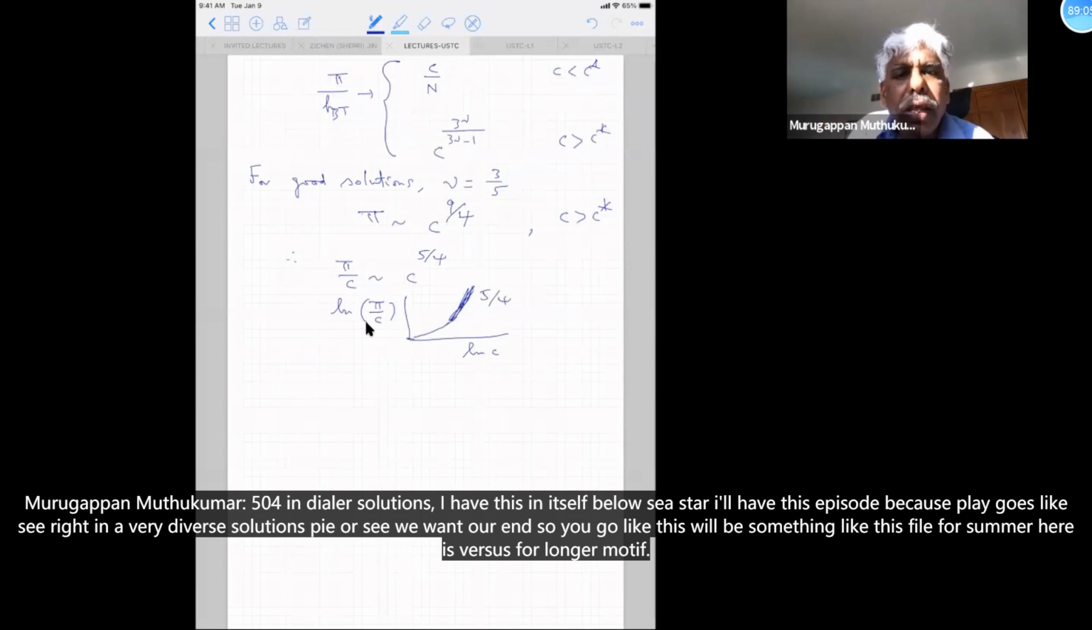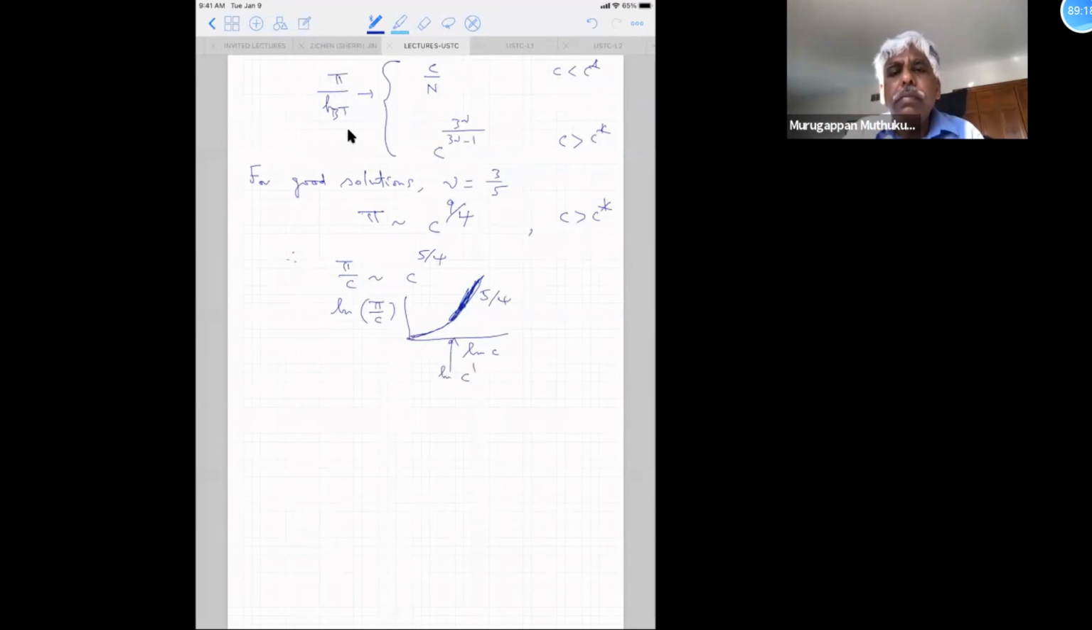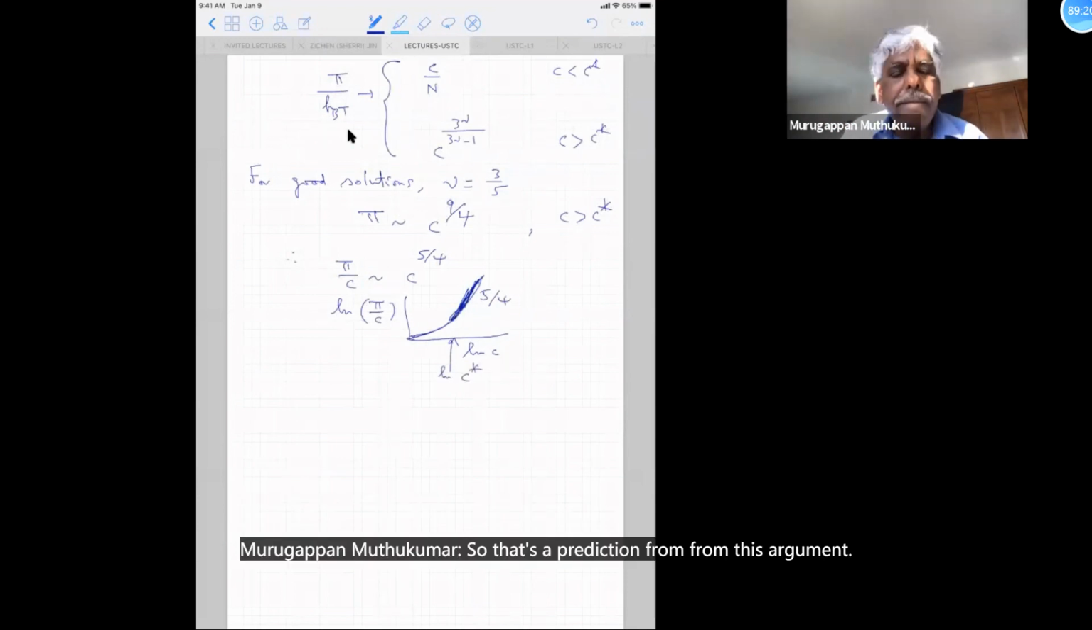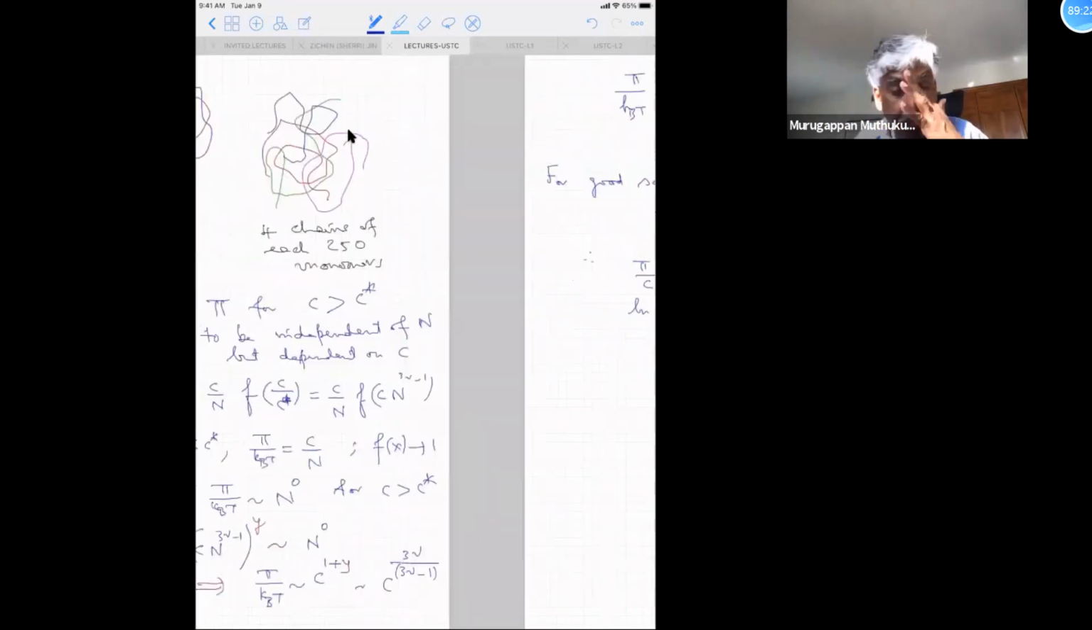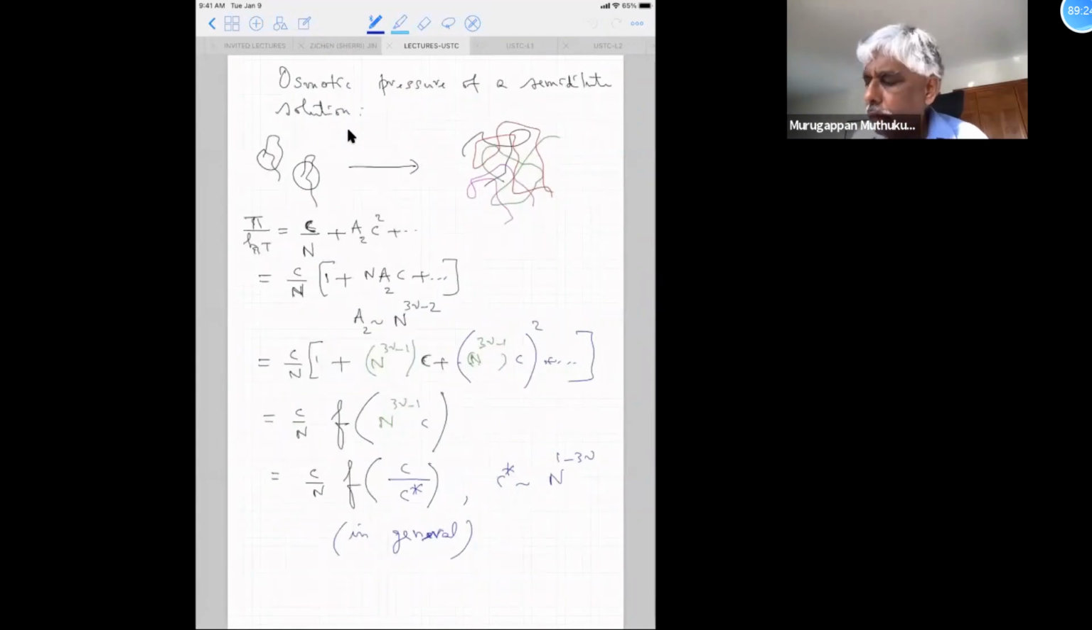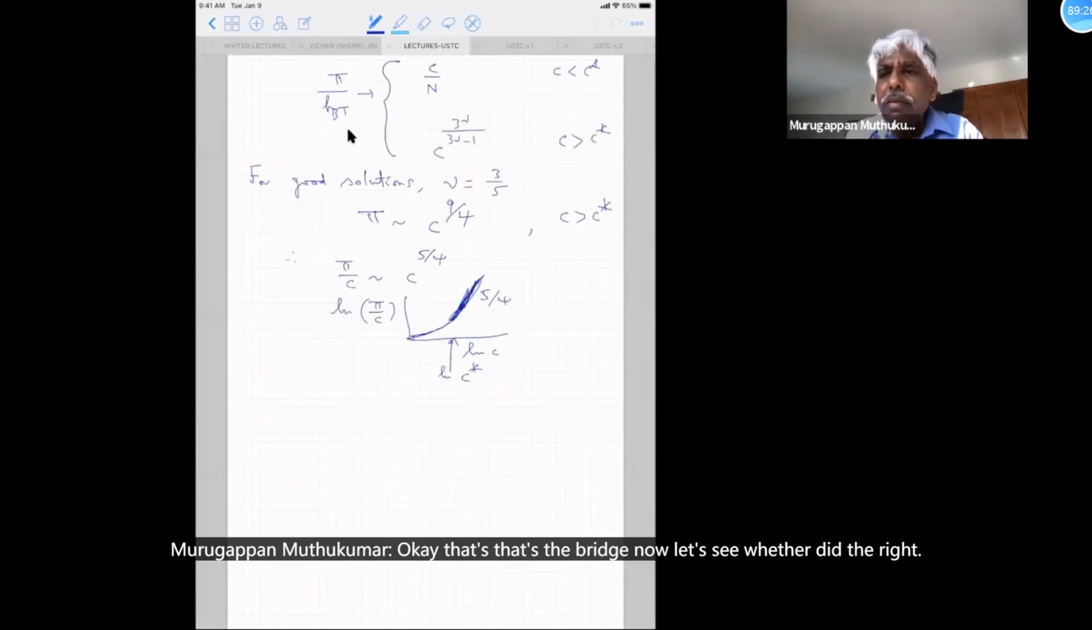Because pi goes like C, right? In a very dilute solution, pi over C will be 1 over N. So it will go like this, something like this. This is 5/4. Somewhere here is your C star, logarithm of C star. So that's a prediction from this argument. Okay, that's the prediction. Now let's see whether this is right.